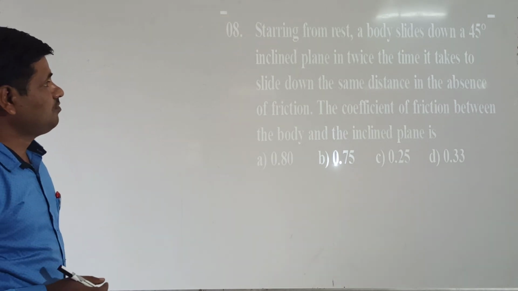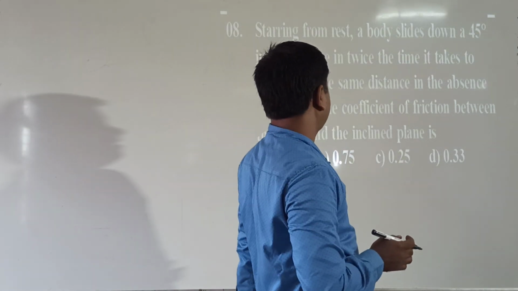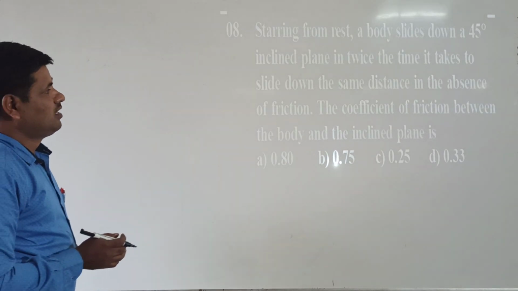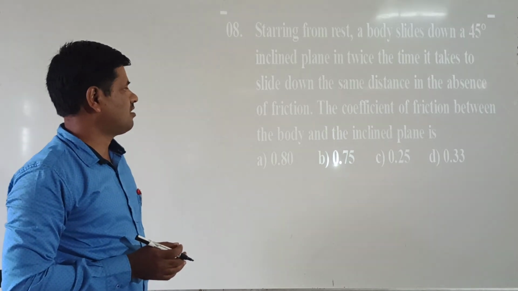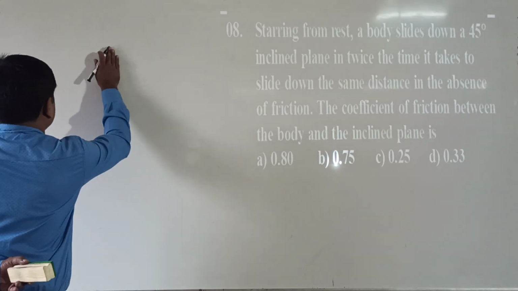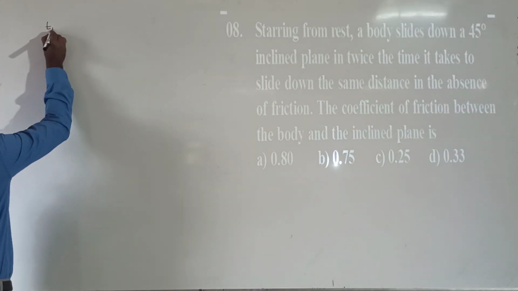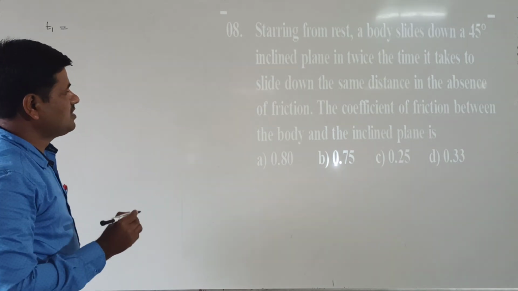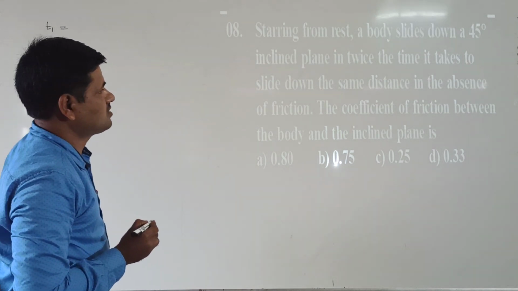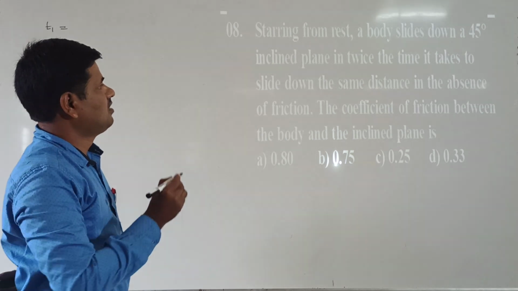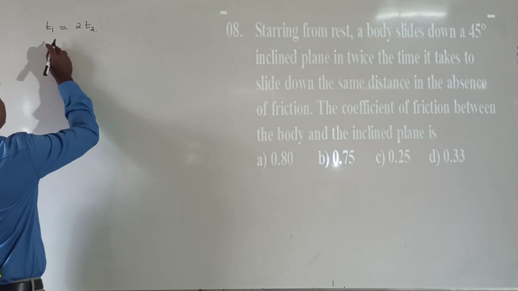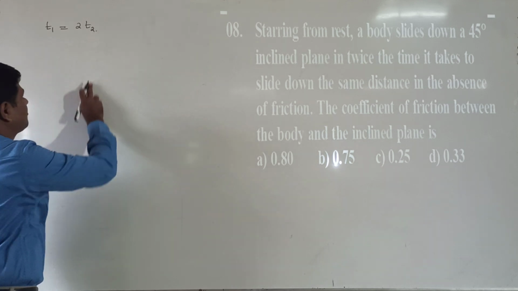Starting from rest, the body slides down a 45 degrees inclined plane. In twice the time it takes to slide down the same distance in the absence of friction. Here, in the presence of friction, the time is taken as t1. In the absence of friction, it slides down the same distance in time t2. Twice the time is taken, so t1 is equal to 2t2. This is the presence of friction, this is the absence of friction.